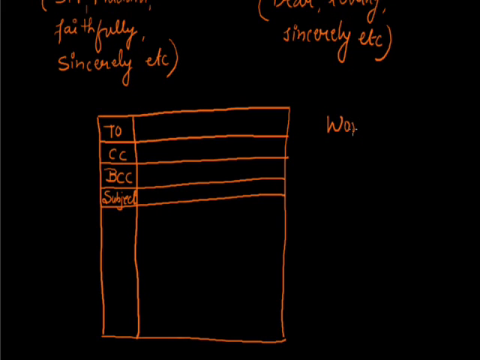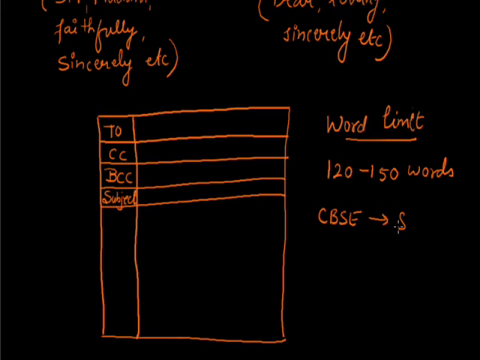The word limit of an email is 120 to 150 words. And in a CBSE question paper, an email stands for 8 marks. So while writing an email, the body of the letter should not be more than 120 to 150 words.